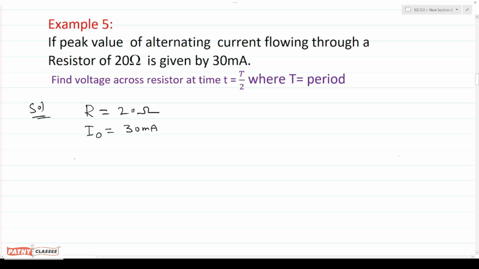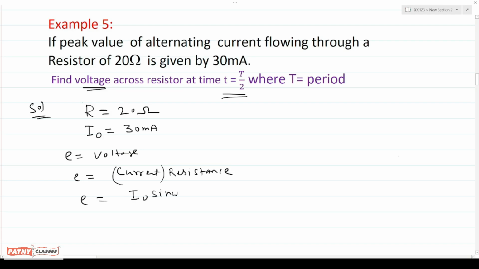Now we need to find out the value of voltage at small t equals T upon 2, where T is a period. So E, let us say voltage, equals current multiplied by resistance value. Current is given by I naught sin omega t, because it is an alternating current. Therefore, E equals I naught sin omega t multiplied by resistance R.